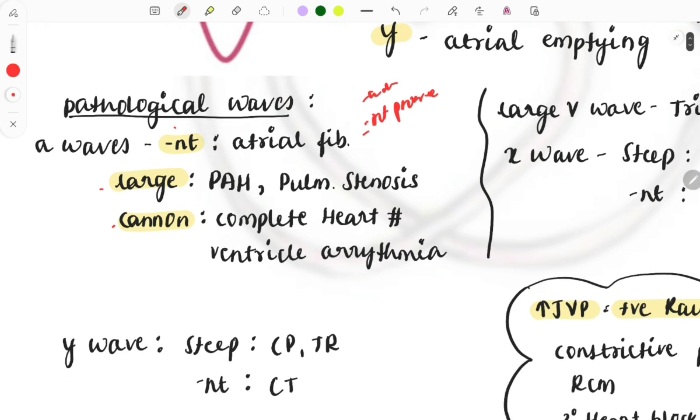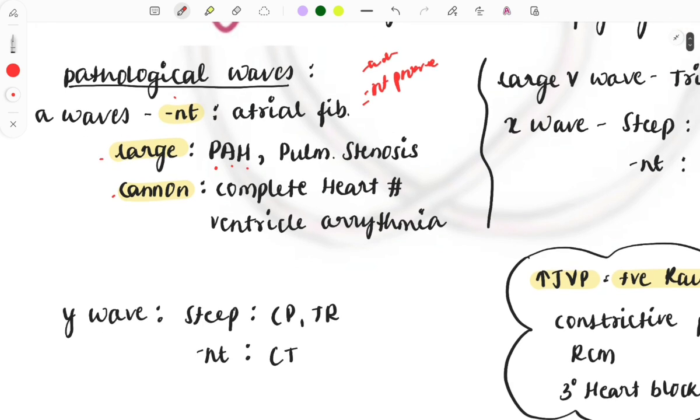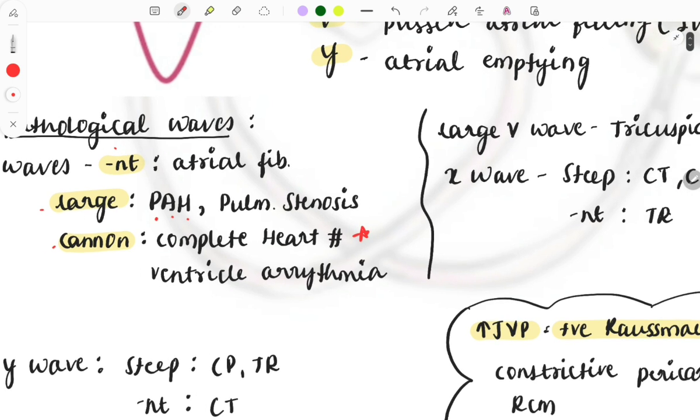Then the large A wave is seen in case of pulmonary arterial hypertension and pulmonary stenosis, meaning whichever pulmonary causes are there, a large A wave will be seen in it. And this cannon A wave is a PYQ, so it is seen in case of complete heart block and ventricular arrhythmia. So I think these things are quite easy for you now, because this is also the revision time, and I think you have already learnt about all those things.